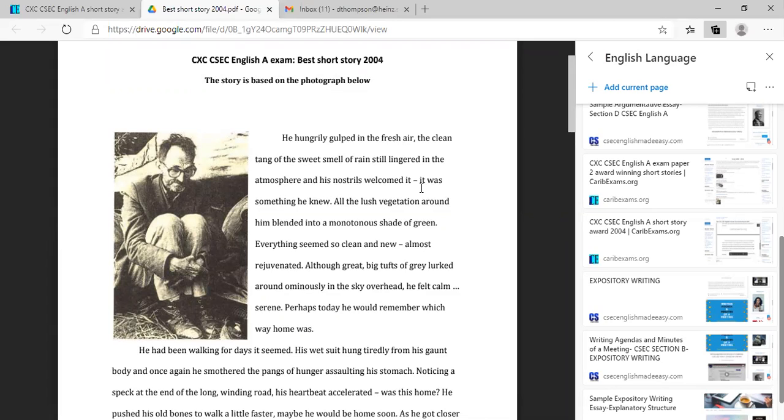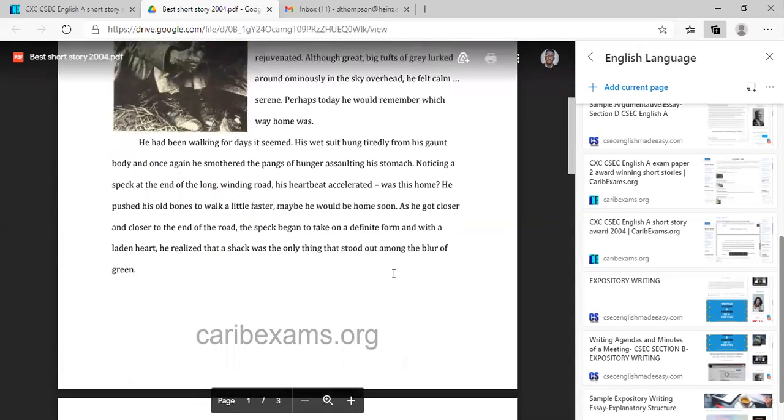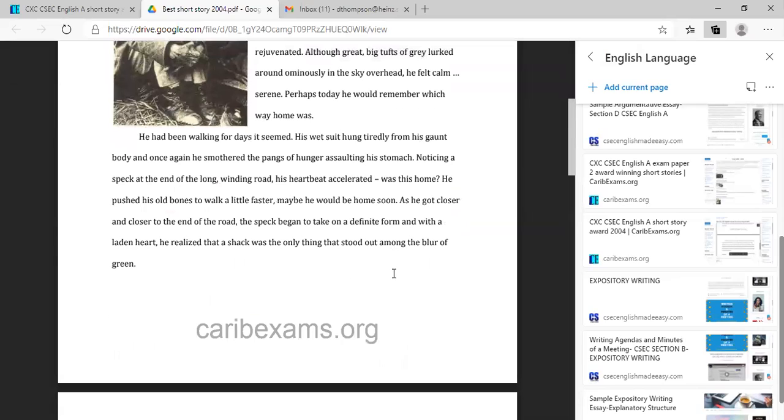His wet suit hung tiredly from his gaunt body. Can you scroll down? His wet suit hung tiredly from his gaunt body, and once he smothered his pangs of hunger assaulting his stomach.